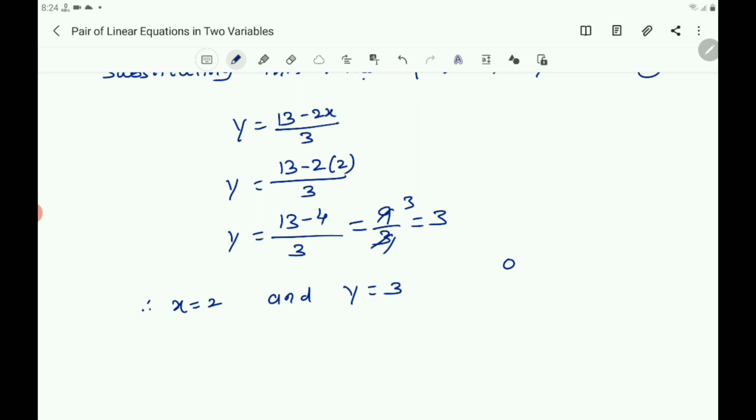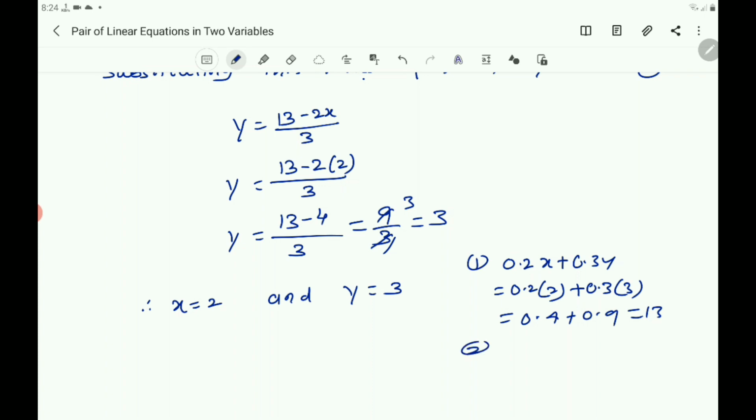That is 0.2x plus 0.3y. That equals what? 0.2 into 2 plus 0.3 into y is 3. So it becomes 2 2s are 4, 0.4 plus 0.9 equals 13, which is equal to RHS. That is the first equation.